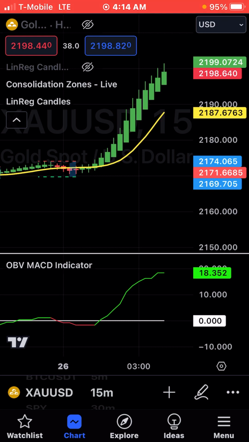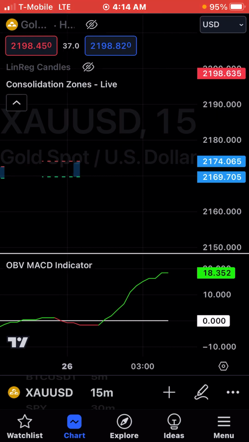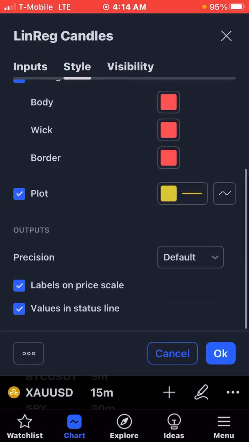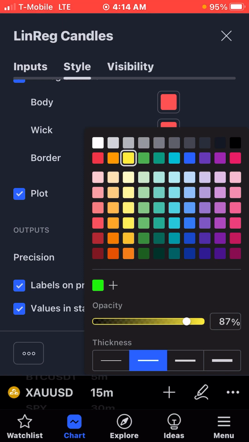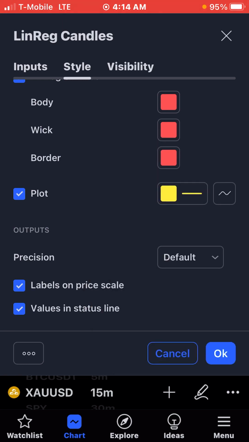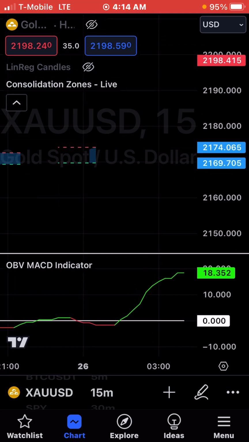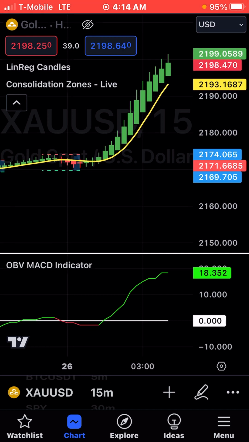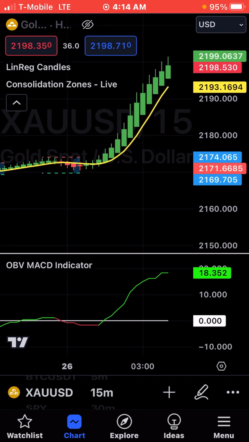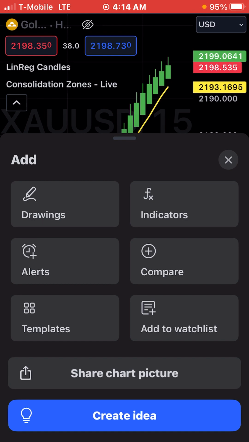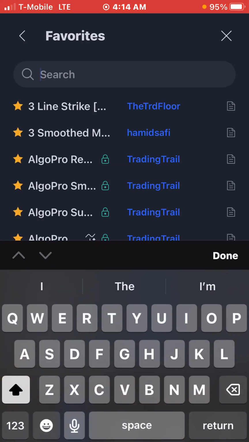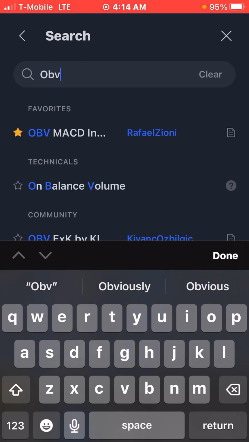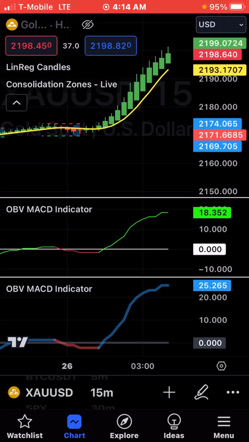Now it's very easy. I'm gonna remove what I just set, and I'm just making sure I had it on pretty thick. So you've got your linear candle set up, and the next thing you need is your OBV MACD indicator. When you first load your OBV MACD indicator, it's by Raphael. Here I'm going to put this one on, and I'm going to show you how to change the settings.